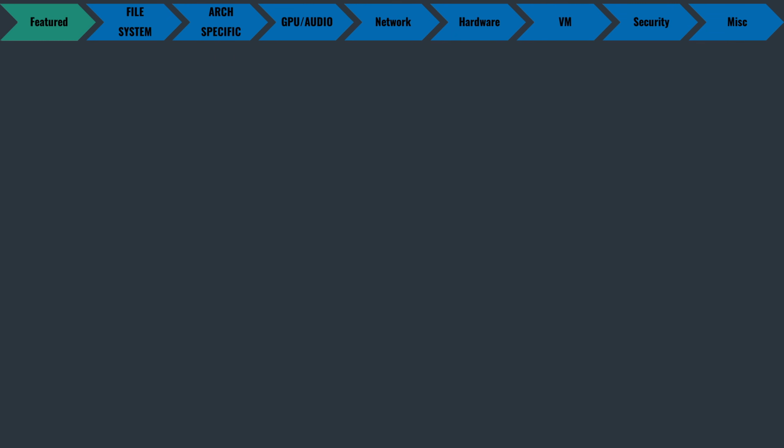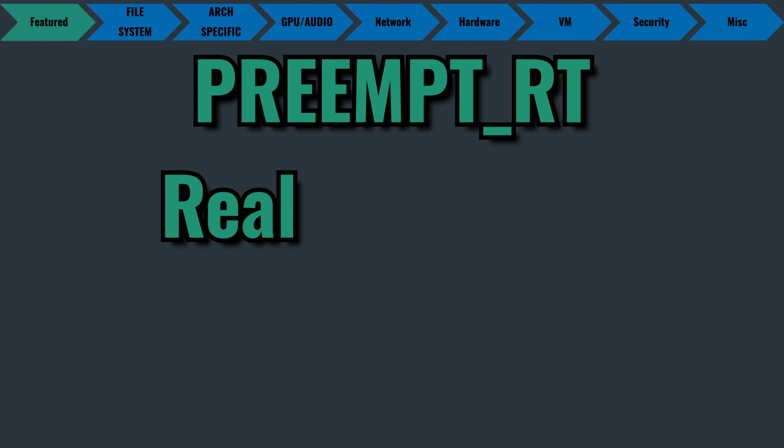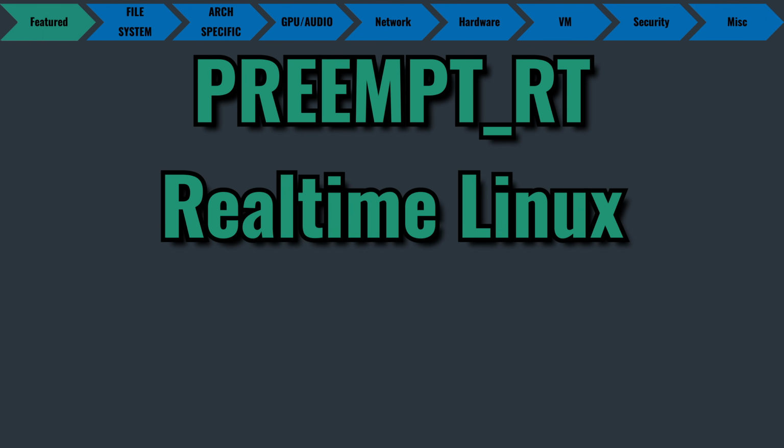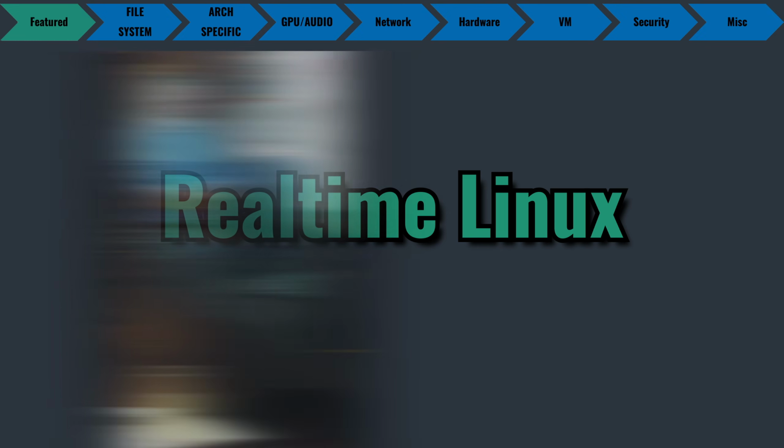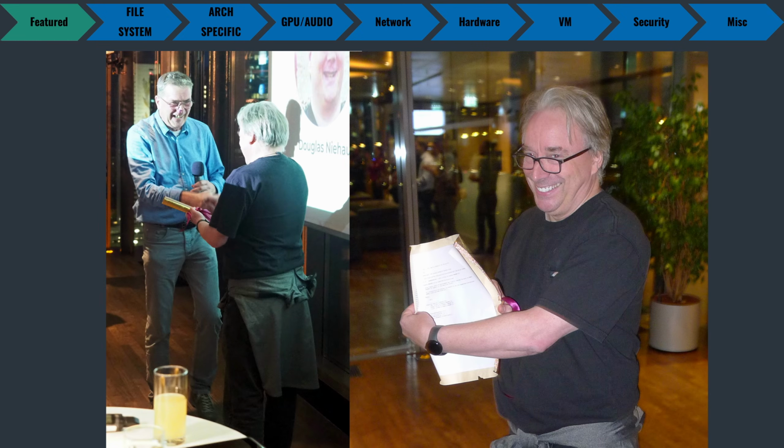Let's start by talking about Preempt RT, also called Real-Time Linux, which was added to the kernel after 20 years of work. Now, there was a little celebration with a golden commit. That was cute. But what does a real-time kernel even do?